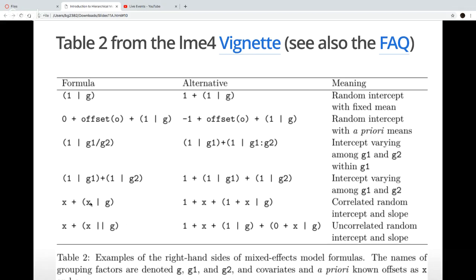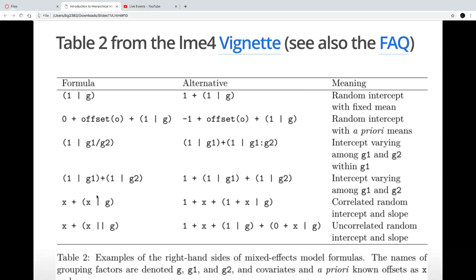If you do something like this, x plus parentheses x vertical bar g, that is saying, okay, allow both the intercept and the slope to vary from one grouping level to the next, one county to the next. So there'd be a county-specific intercept deviation and a county-specific slope deviation from the national intercept and the national slope, respectively. If you put two vertical bars, that means there's county or group level deviation in the intercepts and county level deviation in the slopes, but the county level deviations in the intercepts are independent of the county level deviations in the slopes.